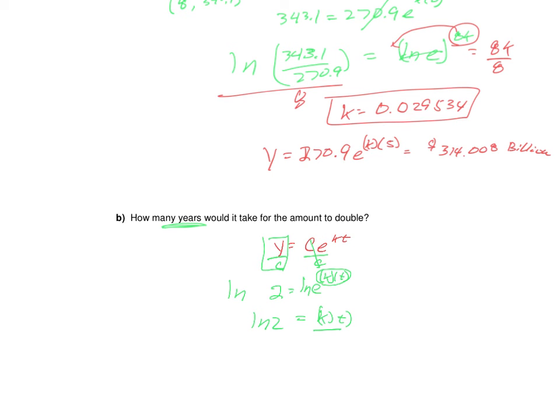So to solve for t means I'm going to divide both sides by k. So then my natural log of 2 divided by k is going to be 23.469 years. That's how long it's going to take to double the budget that's being spent.